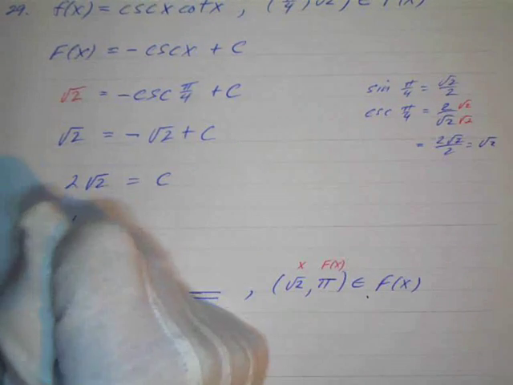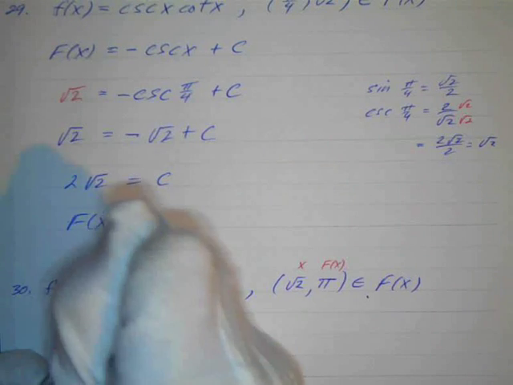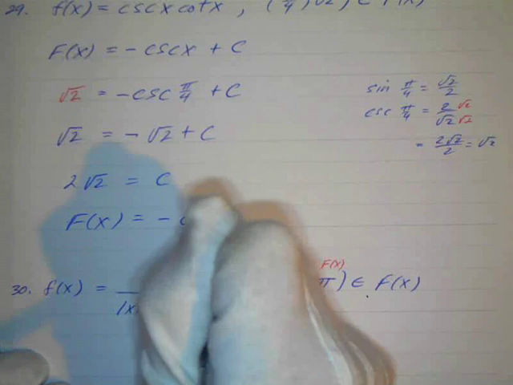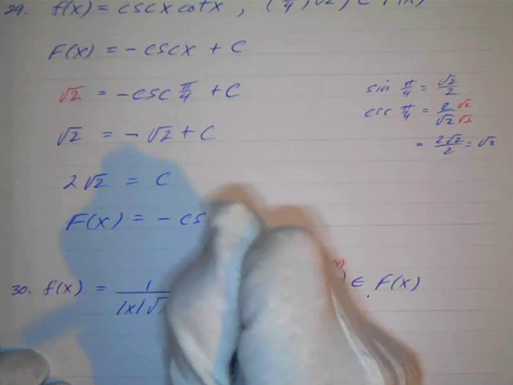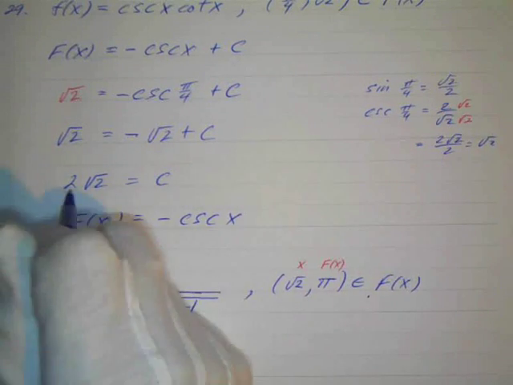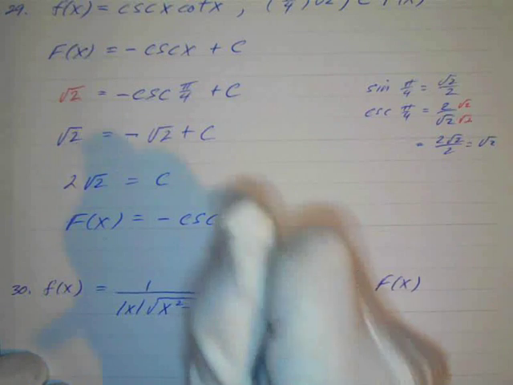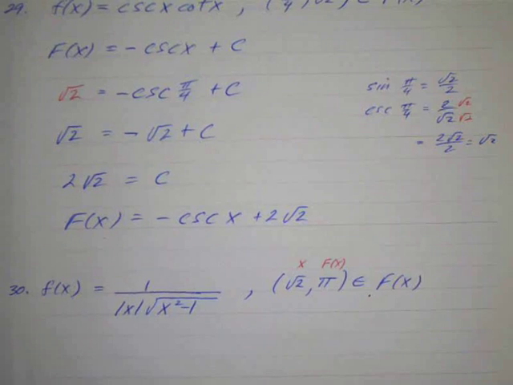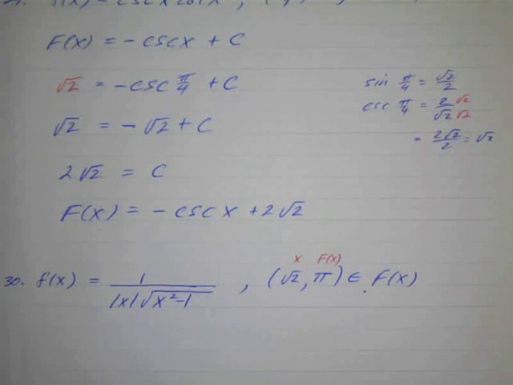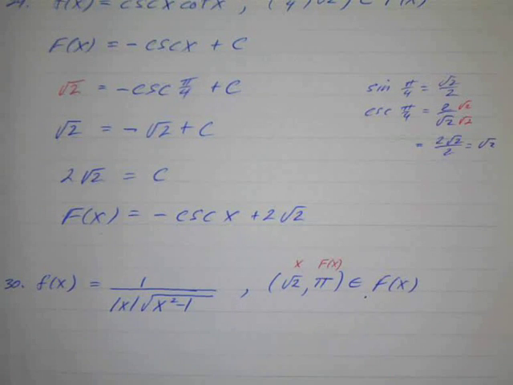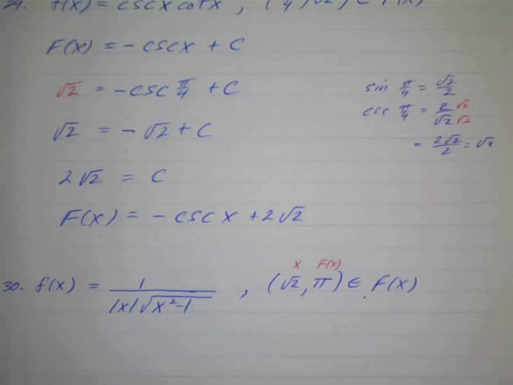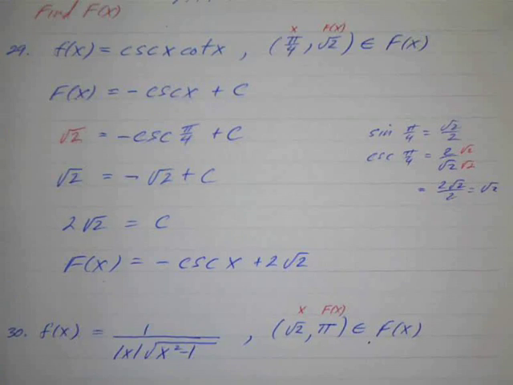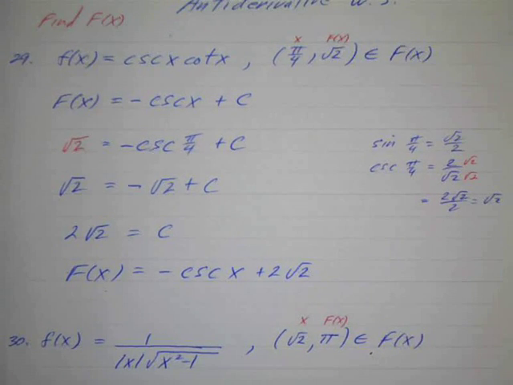All right? And there's the rest of my solution. So f of x equals negative cosecant of x and then plus 2 square roots of 2. All right? So again, you have to know your trigonometry. But that shouldn't be an issue. Okay? So there's 29.